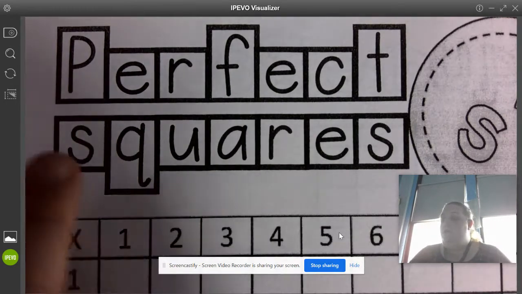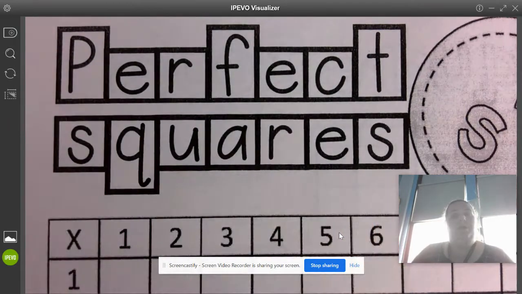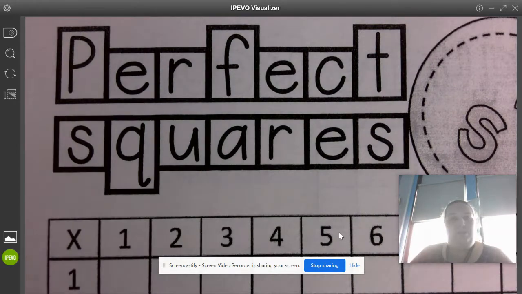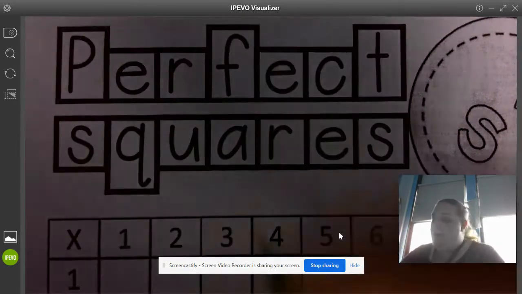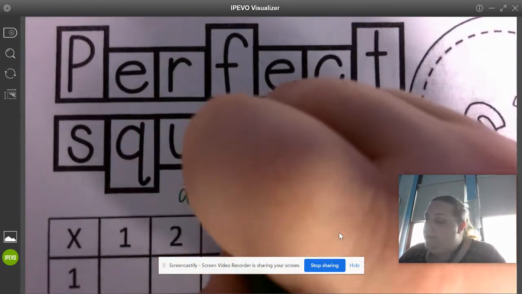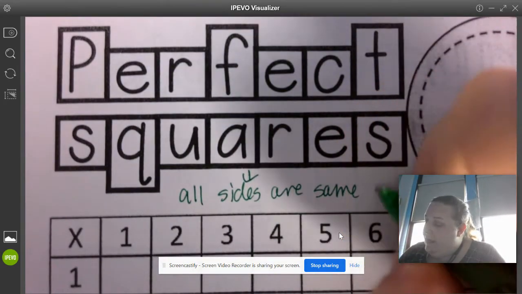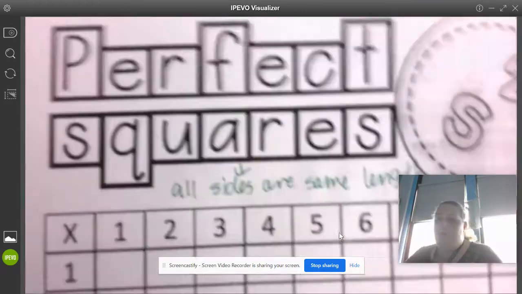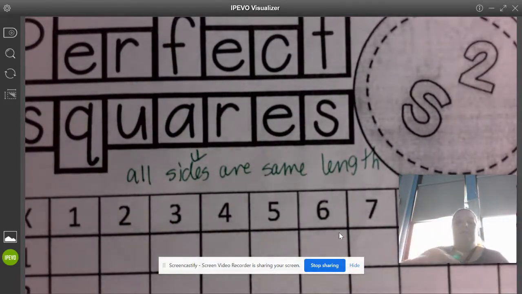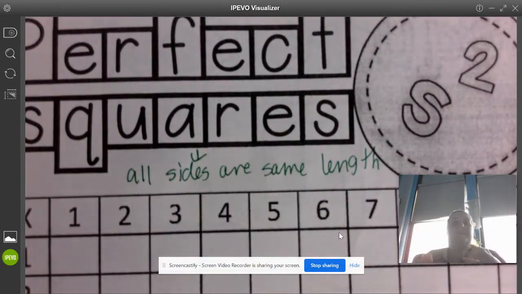In the title, you literally hear a square, and when you hear the word perfect, it's exact. So we want exact squares. What do we know about squares? We know that all sides are the same length. In a square, all four sides are the same length. That's what makes it perfect.